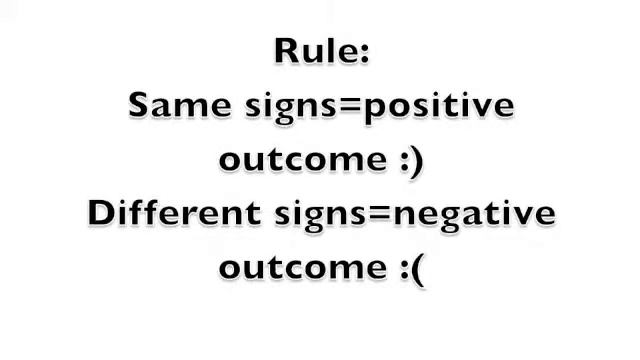The first lesson will be on multiplying integers. By now, everyone should know how to multiply positive numbers. It's quite easy, as we all know. Multiplying negative numbers is just the same. The rule is that same signs equal a positive outcome and different signs equal a negative outcome. For example, positive 7 times positive 3 equals positive 21.